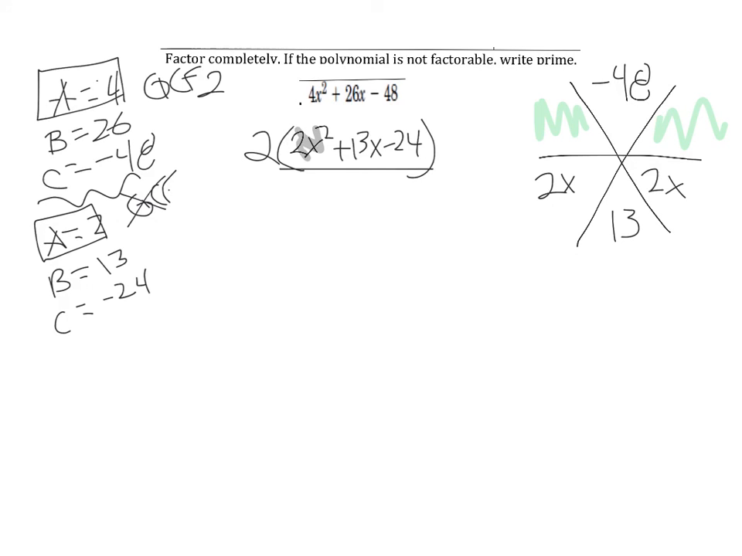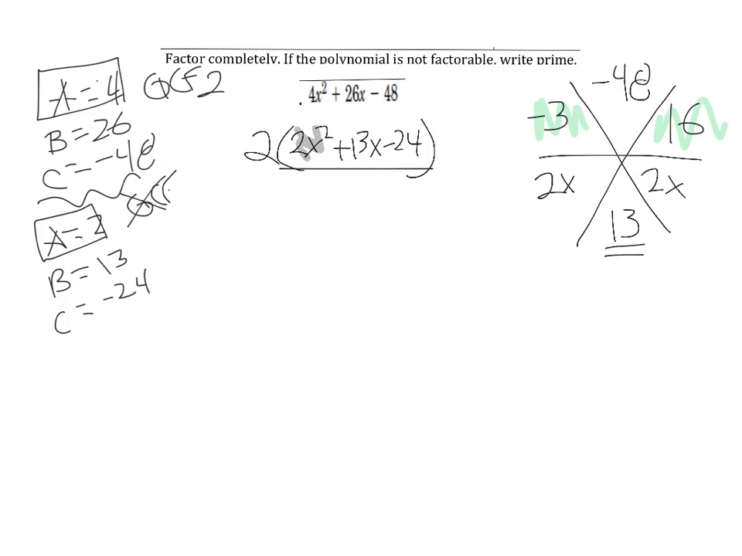Alright, so I need two numbers multiplied that give me 48. Well, 2 and 24, but I can't add them together and give me 13. I can sit there and go through my times table, and what we get is negative 3 and positive 16. Why negative 3? Because it's negative 48. Also, negative 3 plus 16 gives me 13.